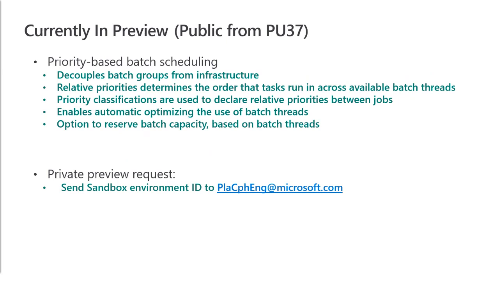And there is even an option for very critical jobs to reserve batch capacity. So you can set aside a certain portion of your batch threads. Again, it's not focusing on specific or named batch servers. It will be an allocation of a percentage of available batch threads at any given time that it will be possible to reserve as an option for specific batch jobs, or rather batch groups.